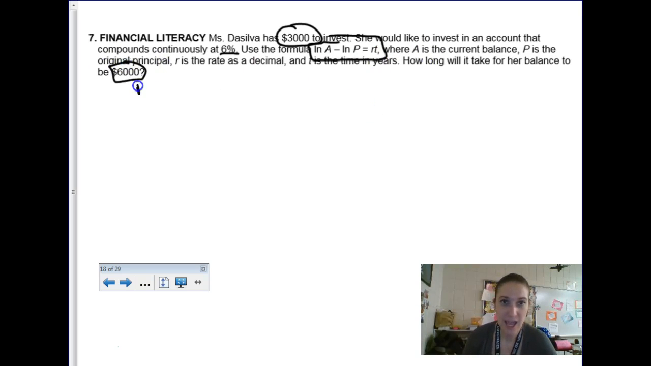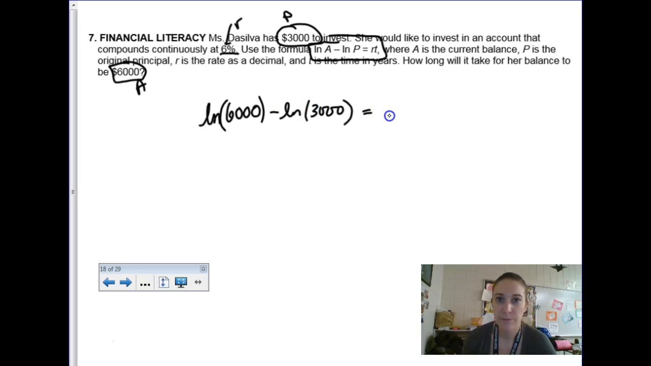So that's the A. The original amount was P. There's the R. So going into our formula here, we're going to have natural log of 6,000 minus natural log of 3,000. You don't need the parentheses on your paper, but when you type in your calculator, you're going to have them. Equals my rate times t, which I still don't know.